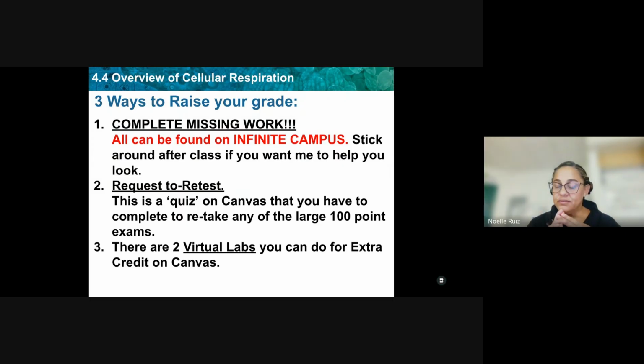Number 2, request to retest. This is a quiz on Canvas. It's not worth any points. It's basically a survey saying what do you want to retake? What grade did you get and why? And then you have to actually correct your test if you want to retake it. But there are directions. So if you want to retake any of your large 100-point exams, you can check that out. And then the third thing, there are 2 virtual labs you can do for extra credit on Canvas over Thanksgiving break.